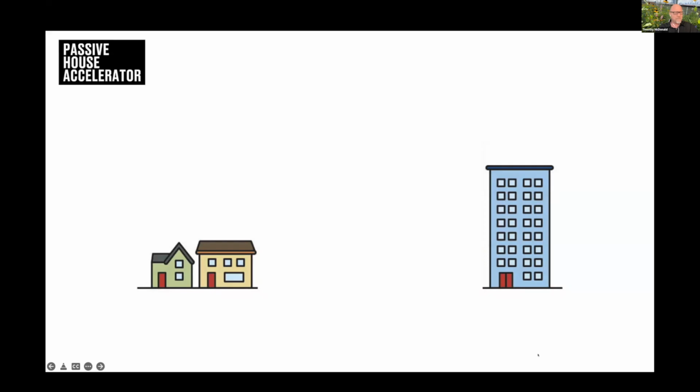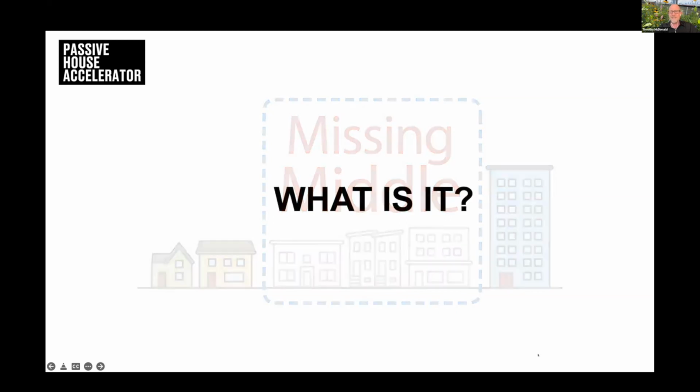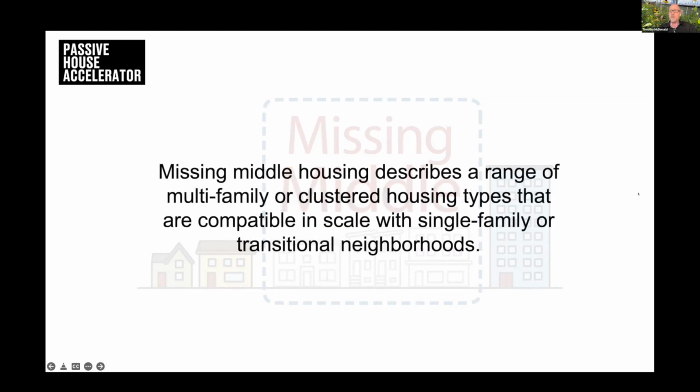In fact, when Zach called me up and asked if I would moderate this, I said sure, but my first question was, what exactly is it? I mean, I kind of know what it is. I think we all kind of know what it is, but it made us put a definition to it. And this is where we started. We started with this definition that says the missing middle housing describes a range of multifamily or clustered housing types that are compatible in scale with single family or transitional neighborhoods.